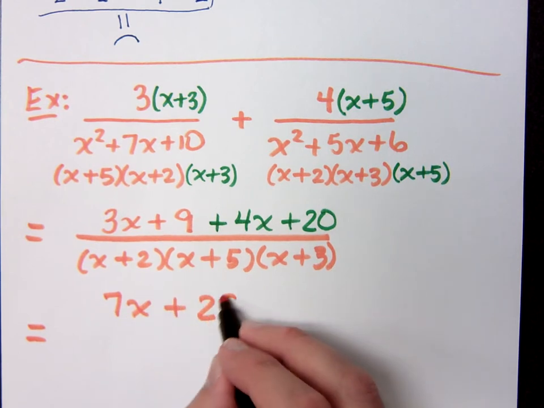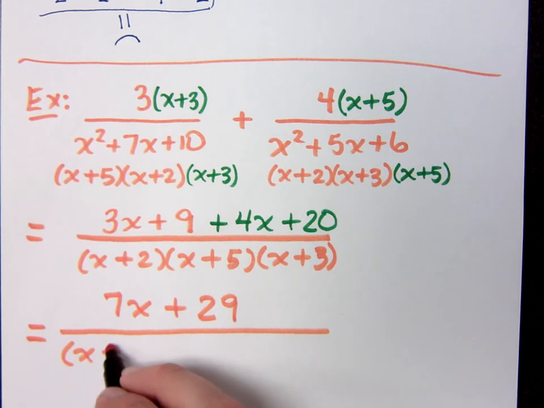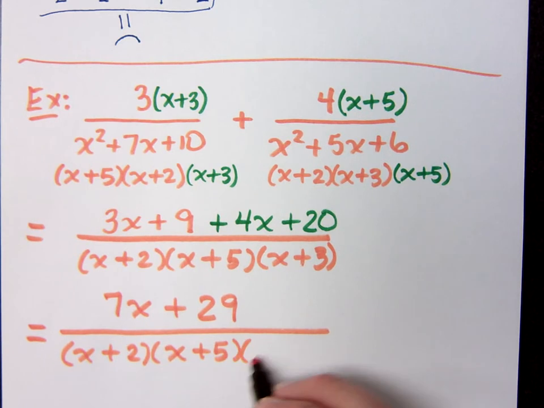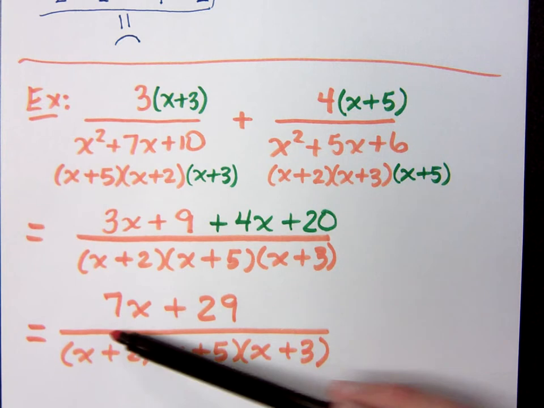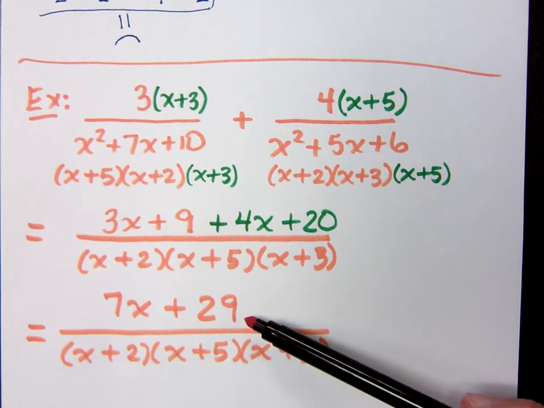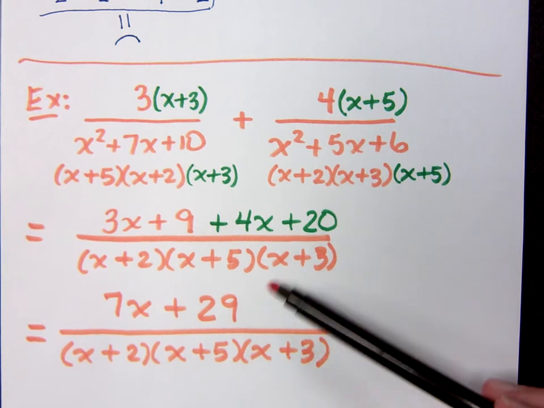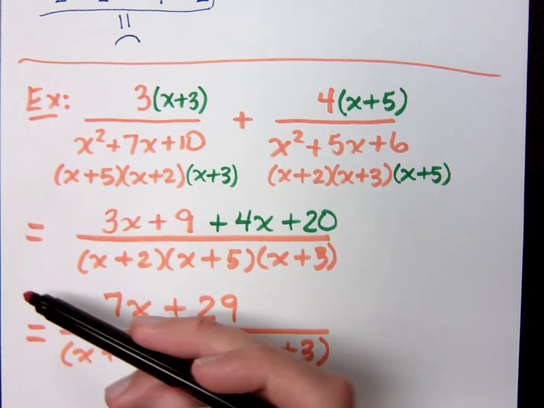So 7x plus 29, when I combine those like terms, and that's all over these three factors. Before you ask the question, let me just point out that 7x plus 29 doesn't have a common factor. There's no way to factor that top, so you've done all that you can with this problem. Some problems, after you go through the process of combining them, there might be more factoring to do. Okay, yes, what's your question?